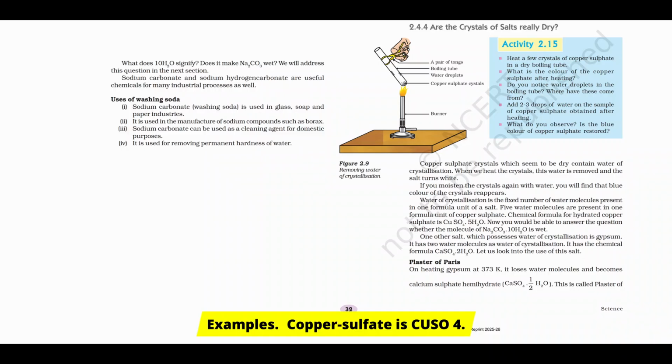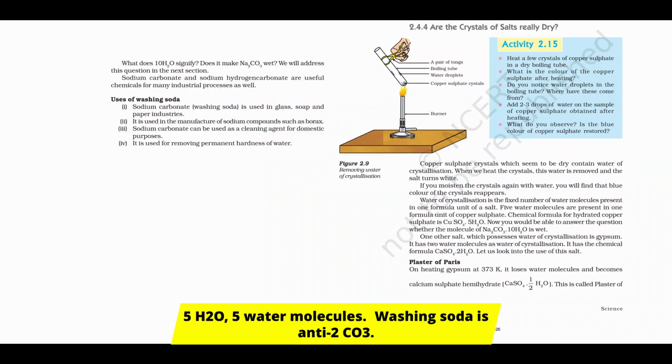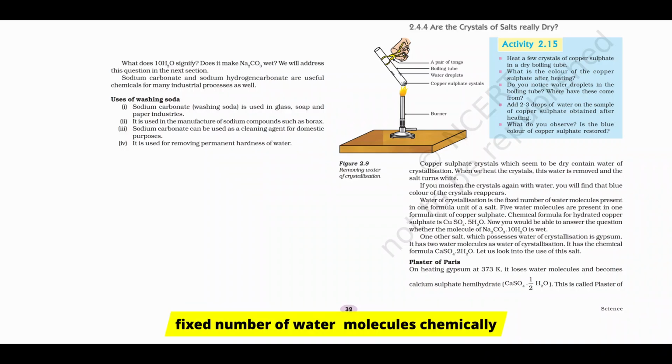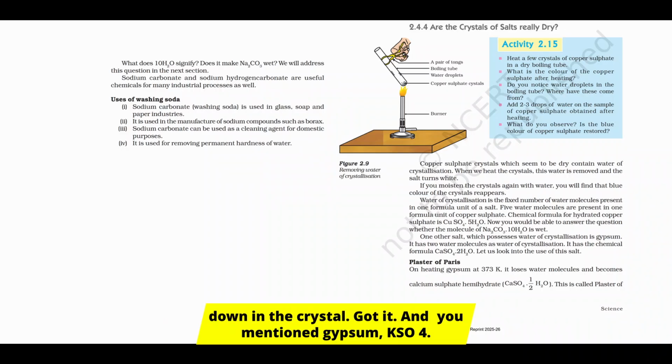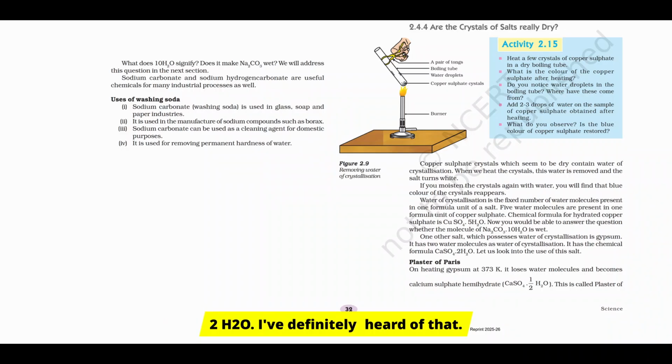Examples. Copper sulfate is CuSO4.5H2O, 5 water molecules. Washing soda is Na2CO3.10H2O, 10 water molecules. Another important one is gypsum, which is CaSO4.2H2O, 2 water molecules. These water molecules are chemically bonded, not just surface wetness. Okay, water of crystallization, a fixed number of water molecules chemically bound in the crystal. Got it. And you mentioned gypsum, CaSO4.2H2O. I've definitely heard of that.